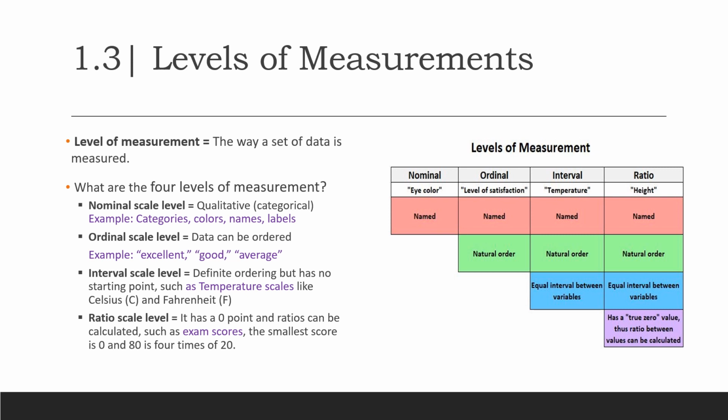Ordinal scale level is data that can be ordered. For example, excellent, good, average, fair. Interval scale level is definite ordering but has no starting point, such as temperature scales like Celsius and Fahrenheit. Ratio scale level has a 0 point and ratios can be calculated, such as exam scores. The smallest score is 0 and 80 is 4 times of 20.